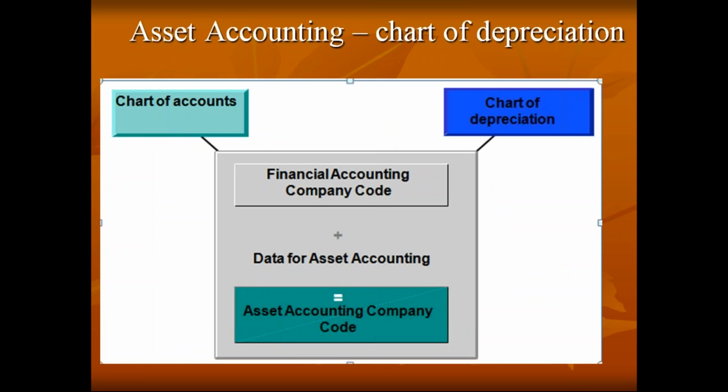So what are the things which are required for recording of any transaction in asset accounting? You need a chart of accounts. You need chart of depreciation. You need the basic settings for asset accounting. All those fiscal year variant, posting period variant, all those things which we have done, the basic settings should be there. Then we need the data for asset accounting. All these things together will enable us to record a transaction in asset accounting for our particular company code.